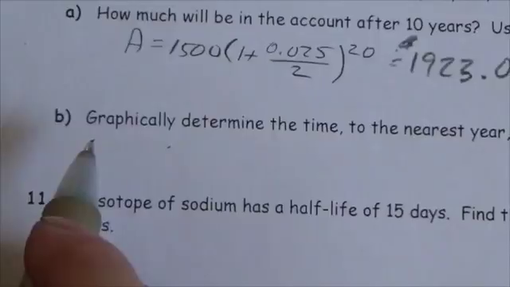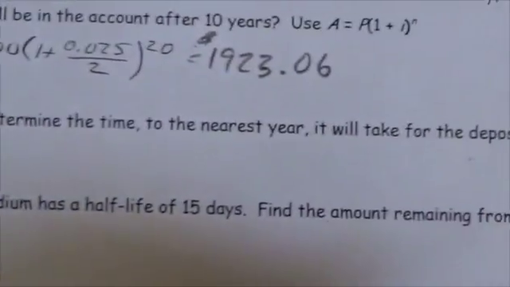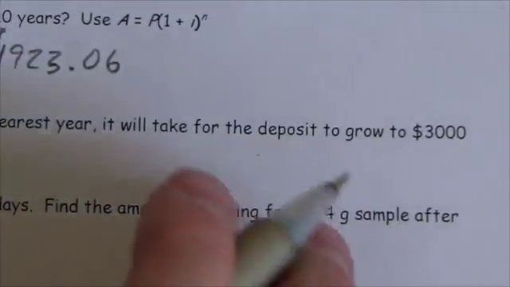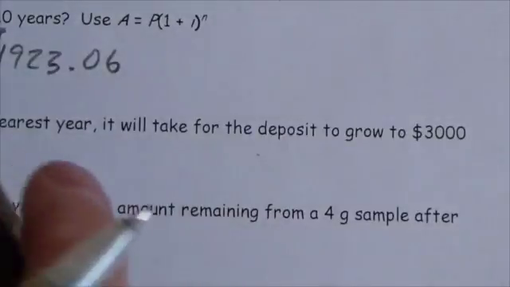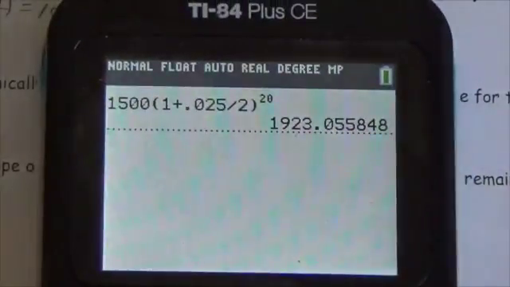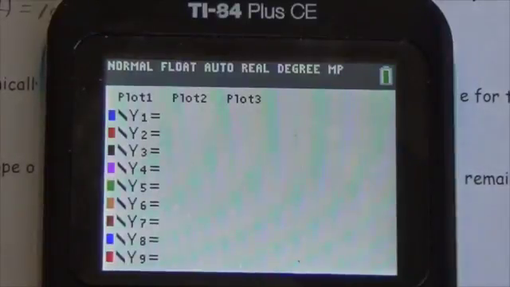Now the next part of this question says graphically determine the time to the nearest year it will take for the deposit to grow to $3,000. Now this is to the nearest year, so we're going to round this. Okay, that is a graphing problem. So let's enter this in.